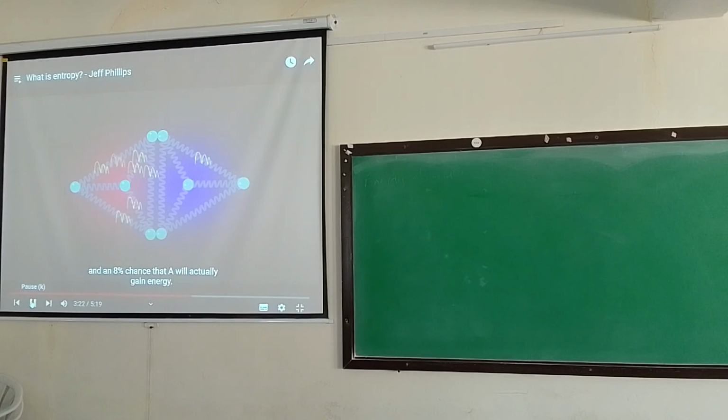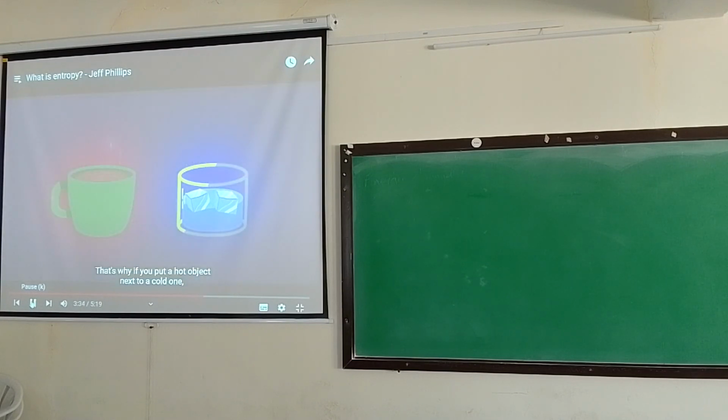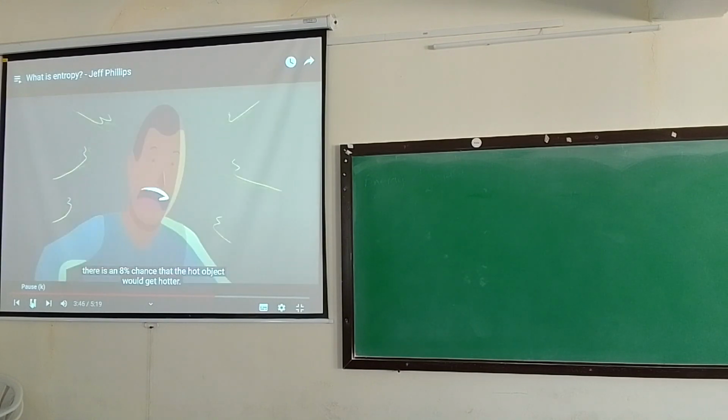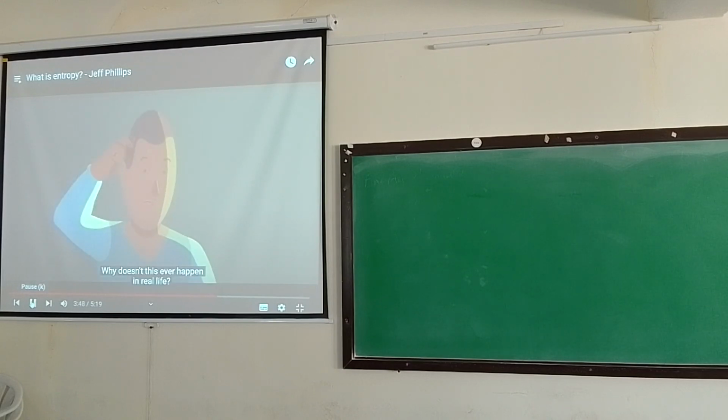energy. Again, we see that because there are more ways to have dispersed energy and high entropy than concentrated energy, the energy tends to spread out. That's why if you put a hot object next to a cold one, the cold one will warm up and the hot one will cool down. But even in that example, there is an 8% chance that the hot object would get hotter. Why doesn't this ever happen in real life?